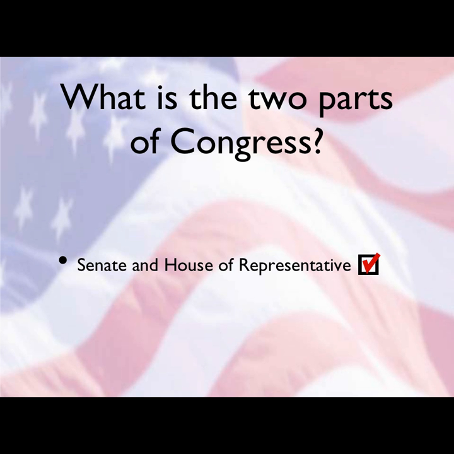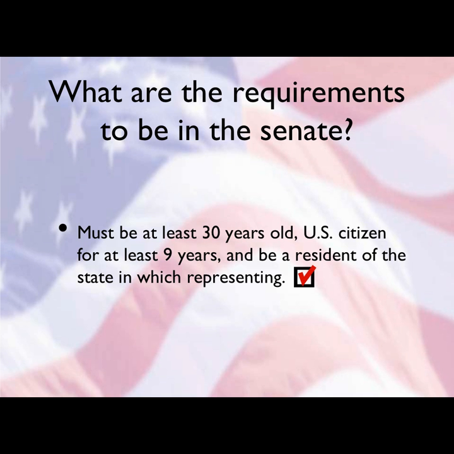Okay, a little quiz time. What are the 2 parts of Congress? If you answered Senate and House of Representatives, you are correct. What are the requirements to be in the Senate? You must be at least 30 years old or older. You need to be a United States citizen for at least 9 years, and you need to be a resident of the state which you want to represent. That is the correct answer.